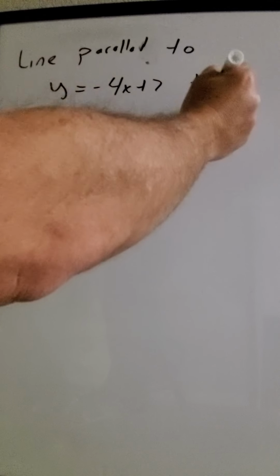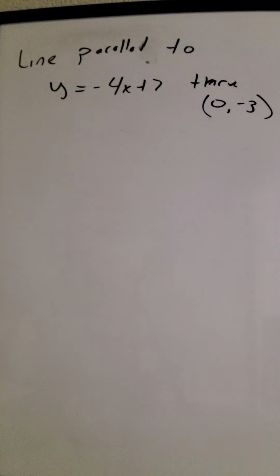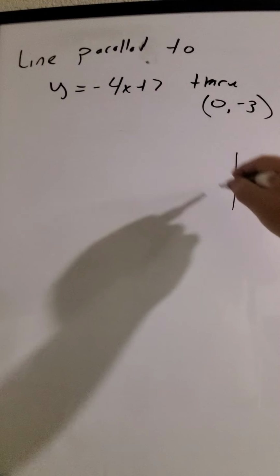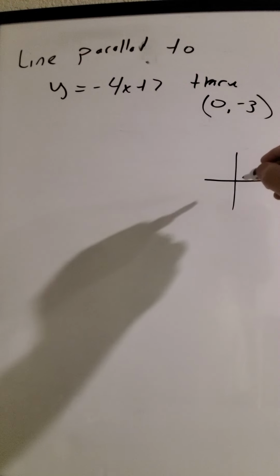Let's do this one real quick. There's some stuff to recognize. Let's find a line that's parallel, not an L, parallel to y = -4x + 7 that goes through the point (0, -3). Okay, we're going to look at what (0, -3) means real quick.